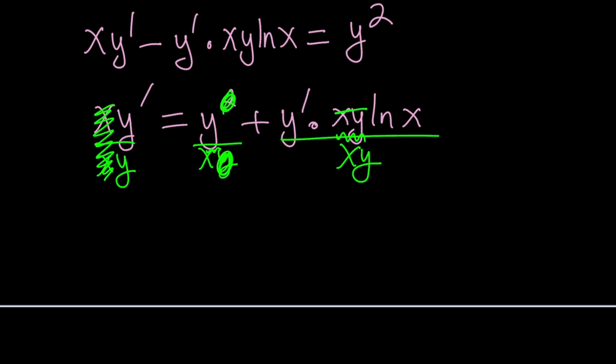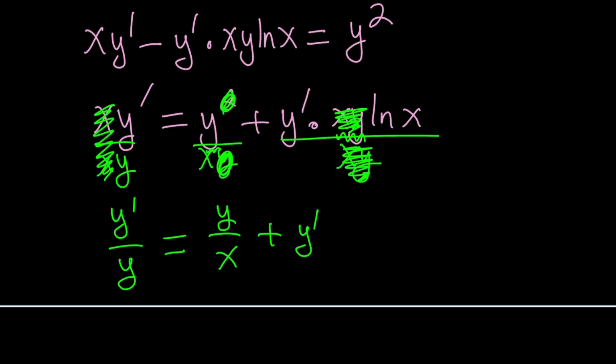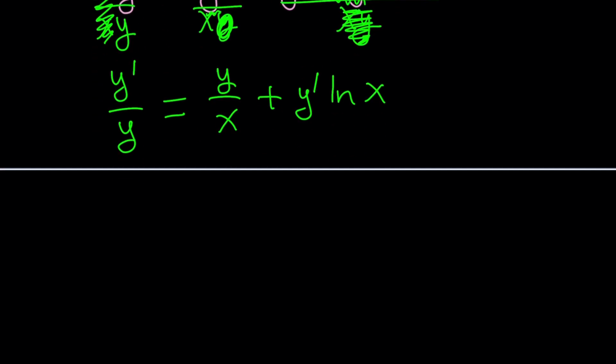All right, great. The next thing we're going to do is just write the clean version, y prime over y equals y over x plus y prime ln x. Doesn't this look much better than the original problem? I think so, but we're going to make it better. So the next step would be to write y over x as y times 1 over x, which is correct, right? And plus y prime ln x basically stays the same.